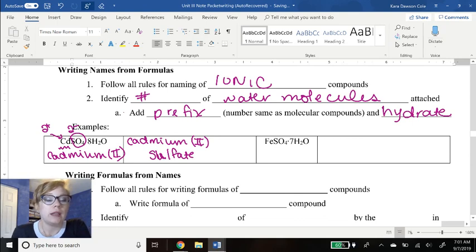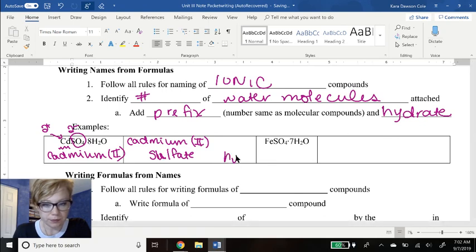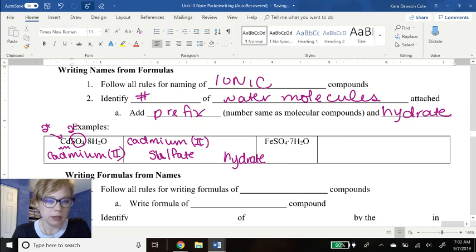And then I need my third word, right? So my third word would be hydrate. And then I need to look at my number of water molecules. So I have 8, which is octa. So this would be octahydrate. So cadmium 2 sulfate octahydrate. Okay. So then I'm going to leave you with this one to do on your own.